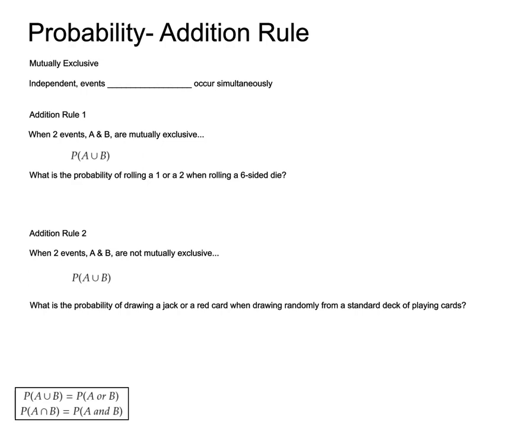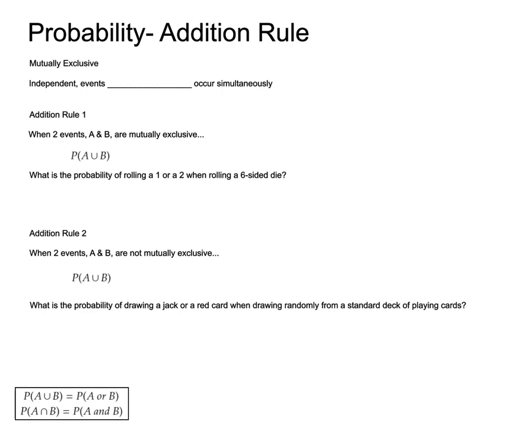In this video, I want to discuss the addition rule of probability. The addition rule defines when we are trying to figure out the probability of an event or another event happening.